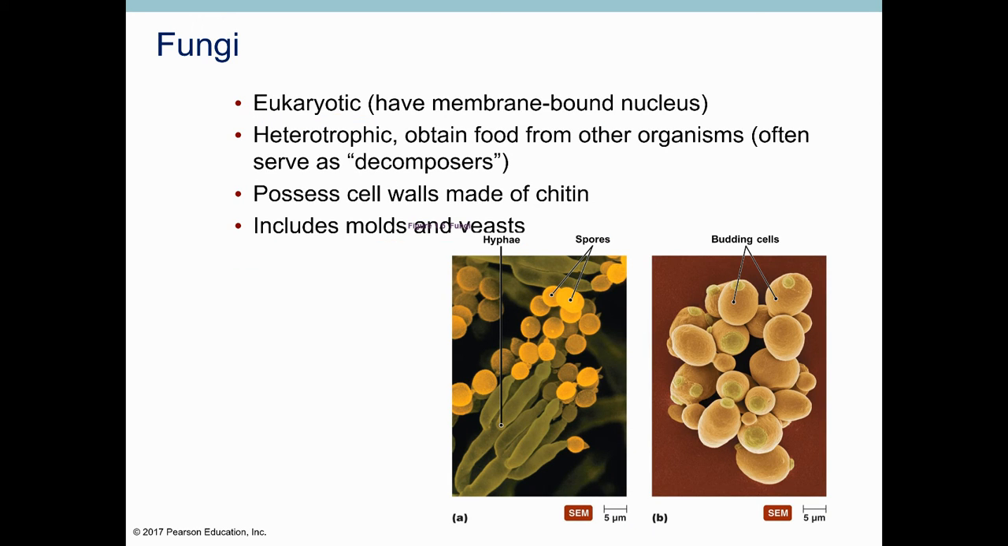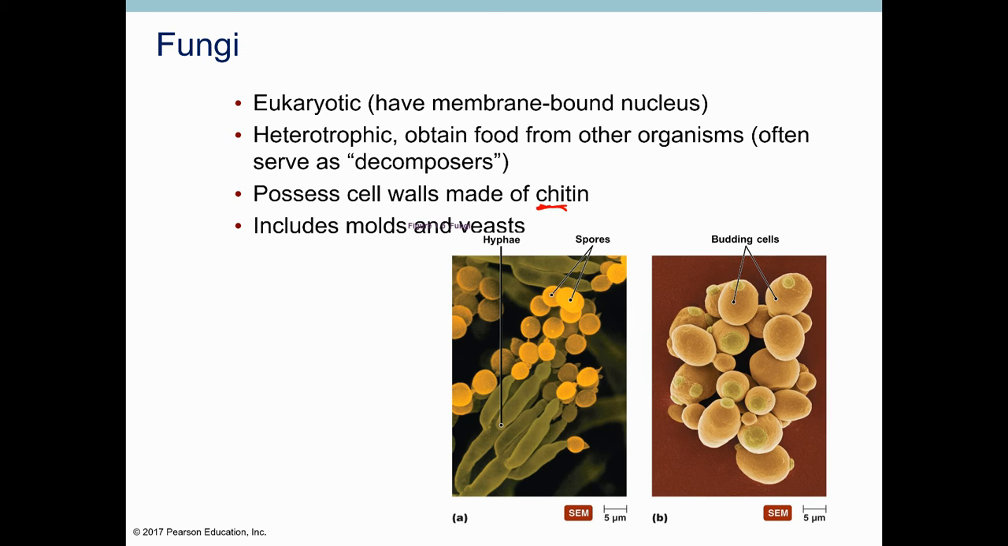All right, moving on to the fungus. The fungus are eukaryotes. They do have a nucleus. They are heterotrophic. That means they're not photosynthetic. They don't do photosynthesis, and they get their nutrition from other organisms. Generally, they are decomposers. They absorb nutrients from organisms that are decomposing, and they actually contribute to that process. They have cell walls. Their particular cell walls are made of a carbohydrate called chitin, and you pronounce this CH as a hard CH, chitin.